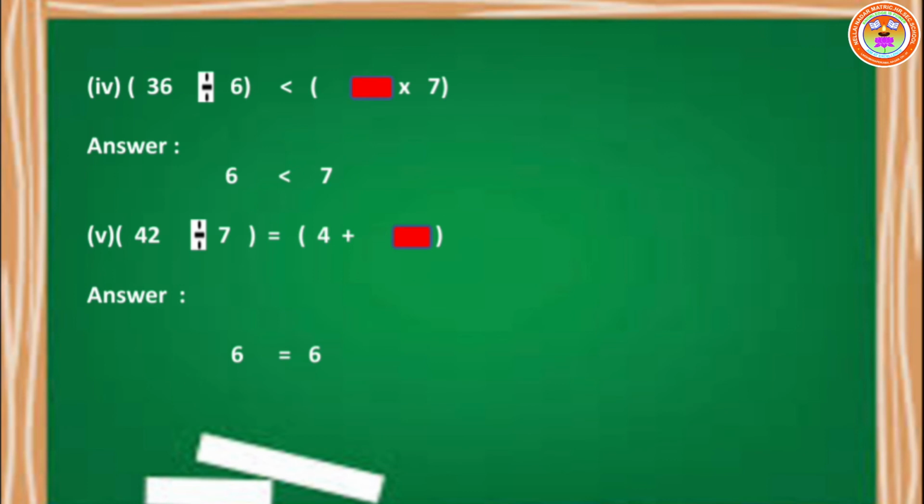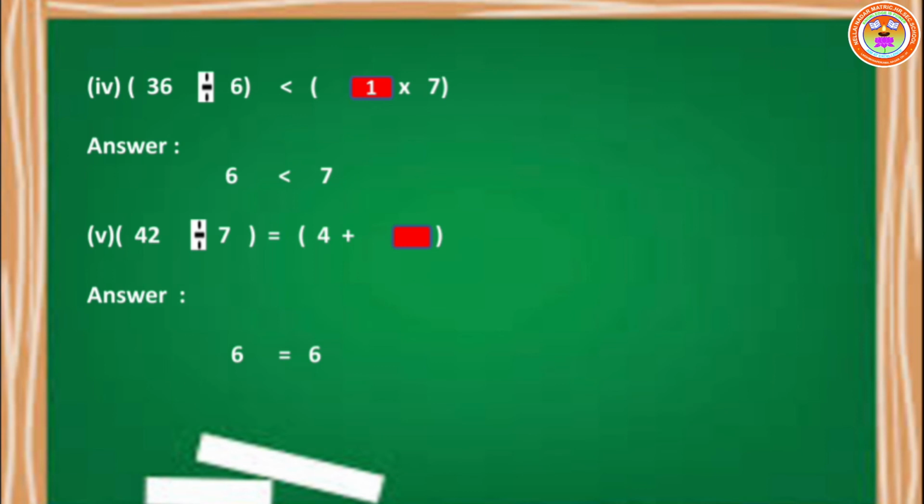Fourth problem. 36 divided by 6 is less than empty box into 7. So what is 36 divided by 6? We will get 6 only. Then what number has to come? You can put any number, because 6 is less than whatever number is multiplied with 7. That number will be greater only. So I have written here 1. 1 into 7 is 7.